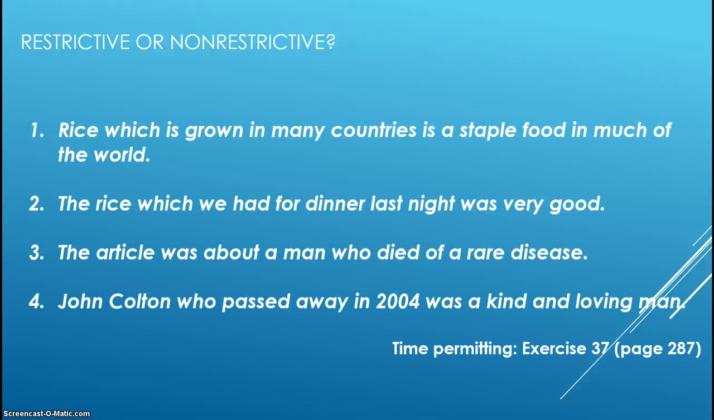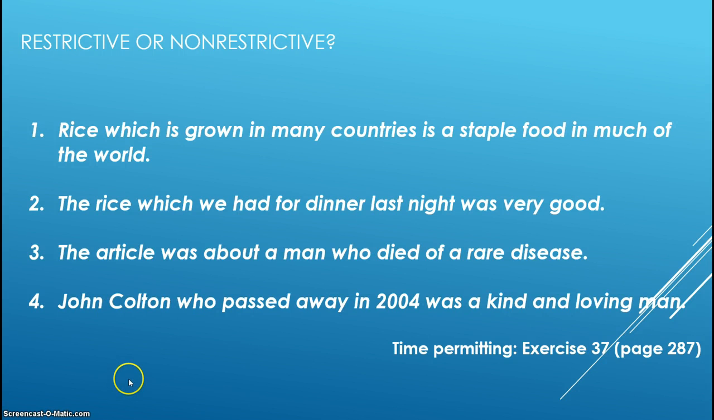Now here I have some sentences. 2 of them are restrictive. Don't put in any commas. 2 of them are non-restrictive. They need commas. Go ahead and take a look, see if you can identify which are restrictive, which are non-restrictive. You can pause the video here, take a look at the sentences, and then hit play again when you have your answers. Okay, that was my little pause to give you a chance to pause.